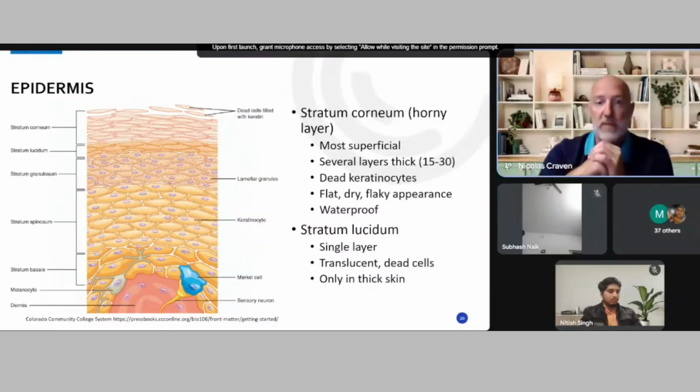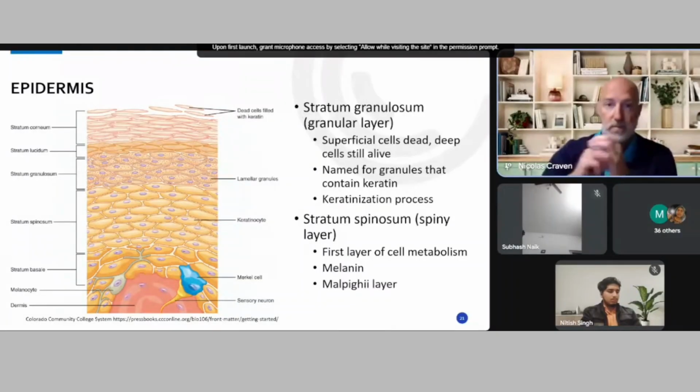You tend to only find the stratum lucidum in thick skin, or that skin, like I said, that's on the bottom of your hands or the bottom of your feet, the friction ridge skin that I'm referring to. You would not find that in thin skin.